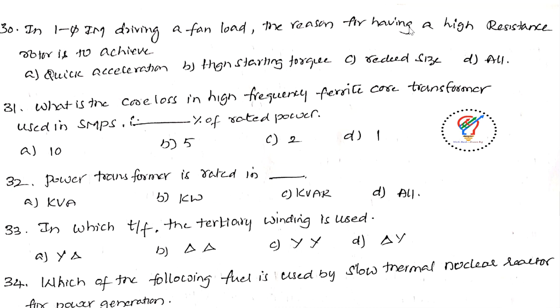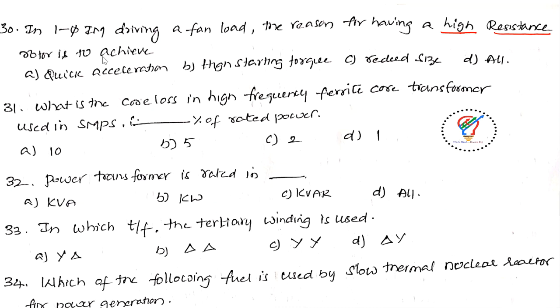The reason for having high resistance. Just before we discuss that question, consider the DOL, direct online starter. The DOL starter is used for low rating machines. Why? Because it will have high resistance. So this point will strengthen the point I said.